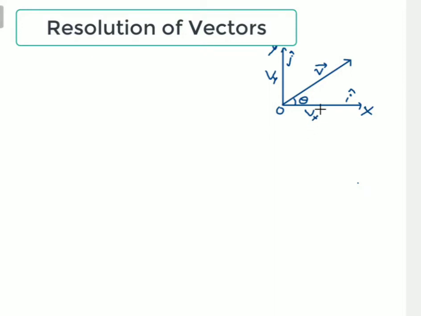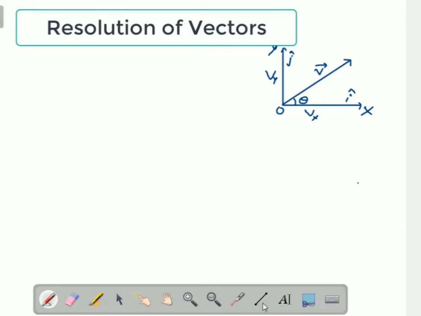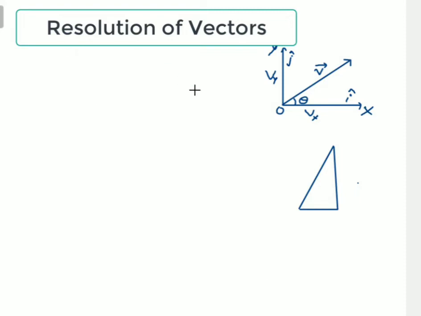Now if you want to know what the component Vx is in terms of V, we can get it from basic trigonometry. So if we have a right angle triangle like this, and in this, if we go back to our right angle triangle, here I am taking this as angle theta. So theta, the opposite side, this is our opposite side.